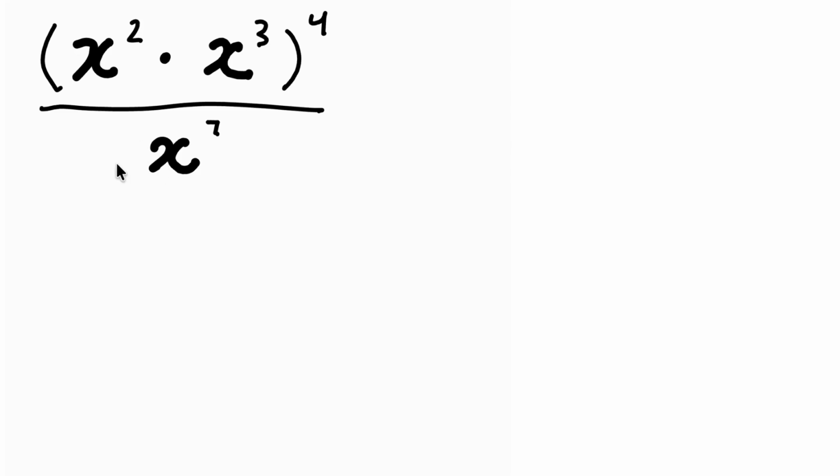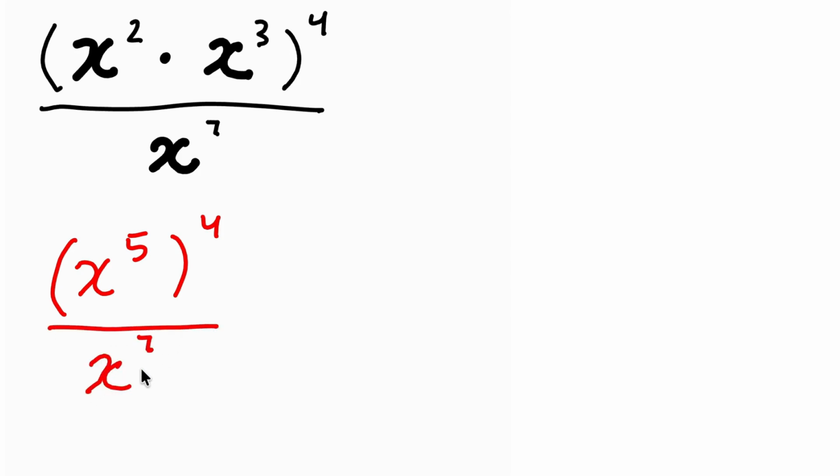Okay, let's go. So first we have to start inside the parentheses. X squared times x cubed. So remember, when we multiply like numbers, we have to add the exponent. So that becomes x to the power of 5. 2 plus 3 is 5. To the power of 4. I'm just copying the rest of the equation. Divided by x to the power of 7.